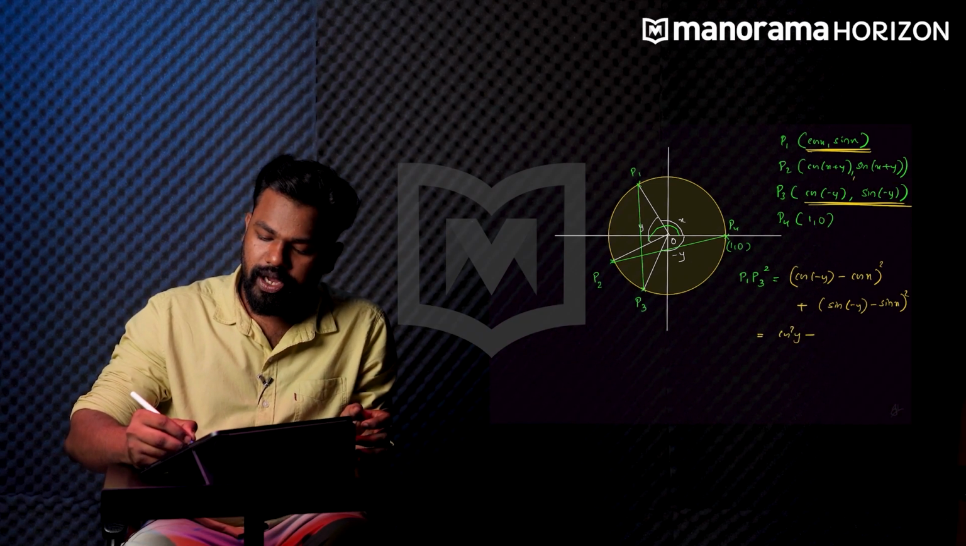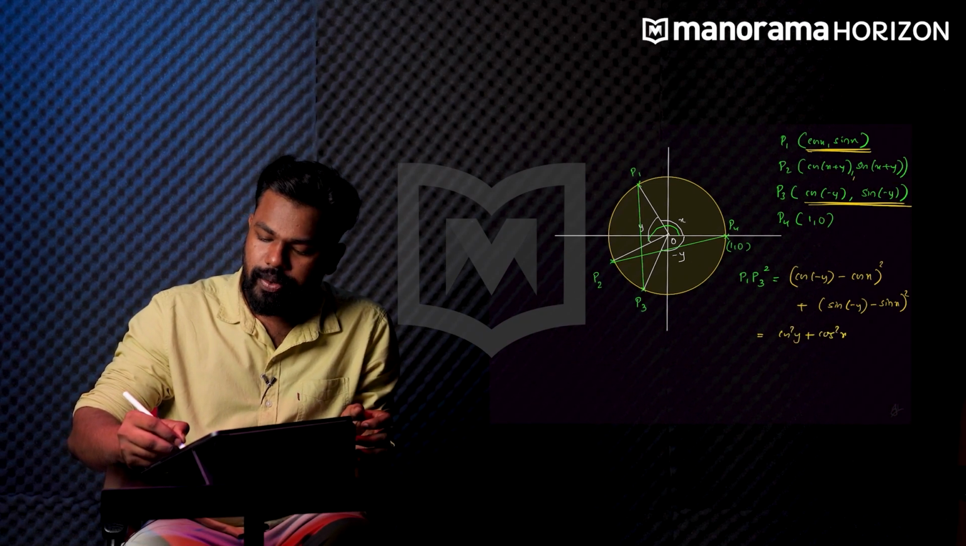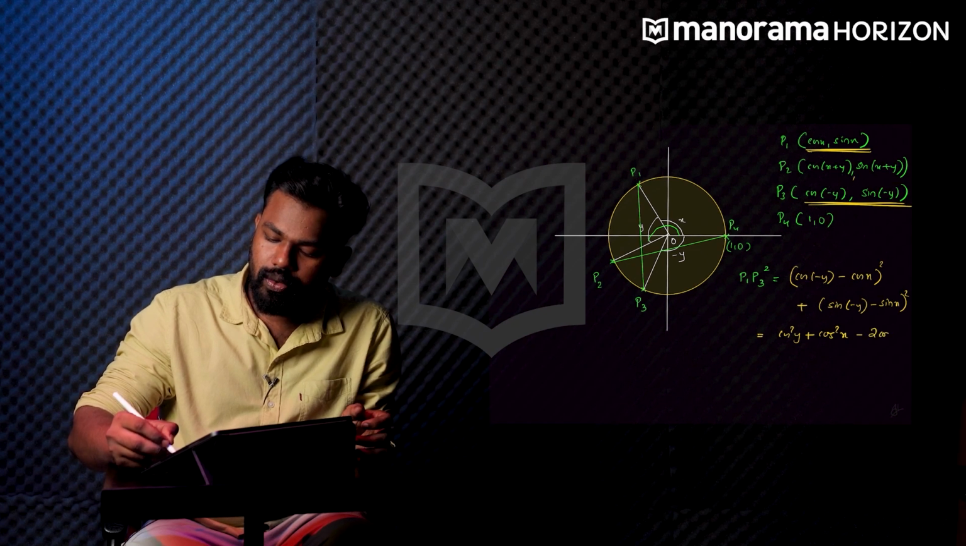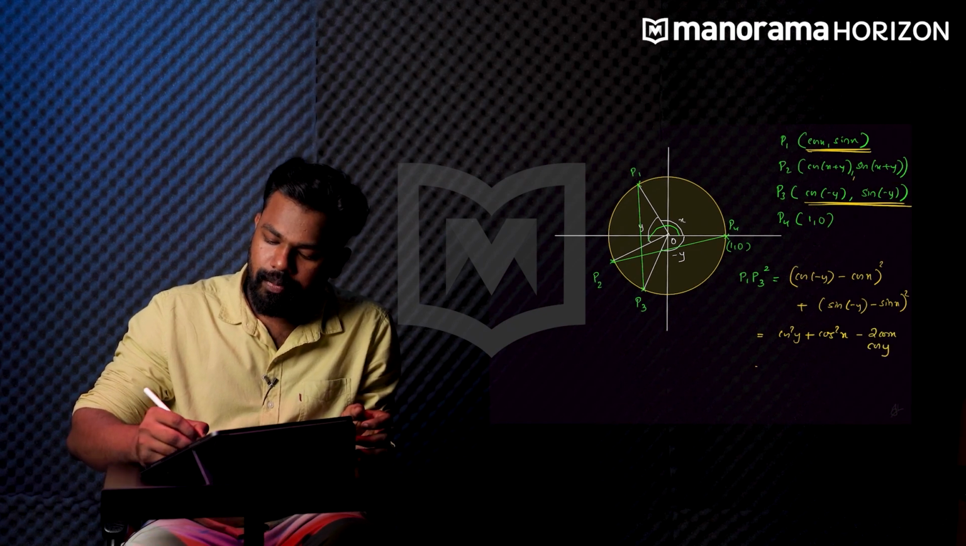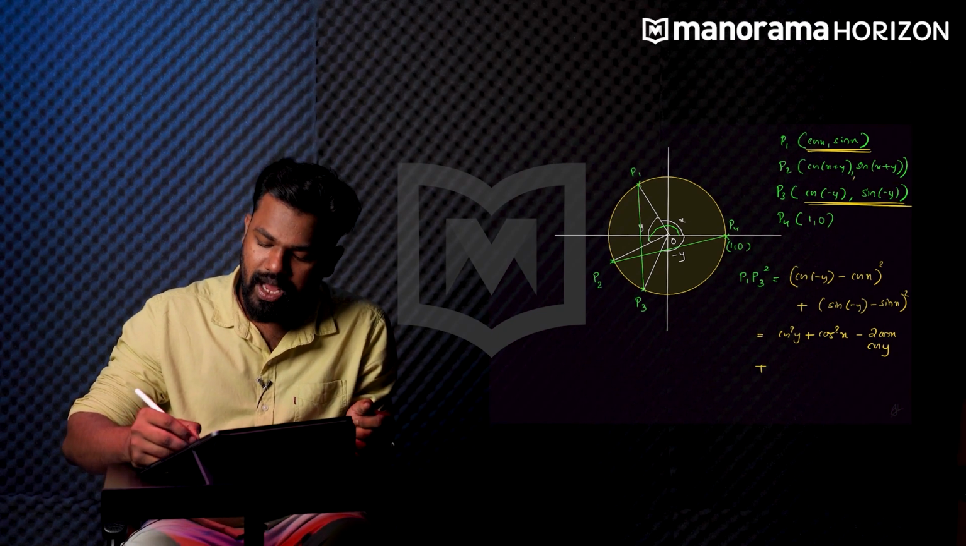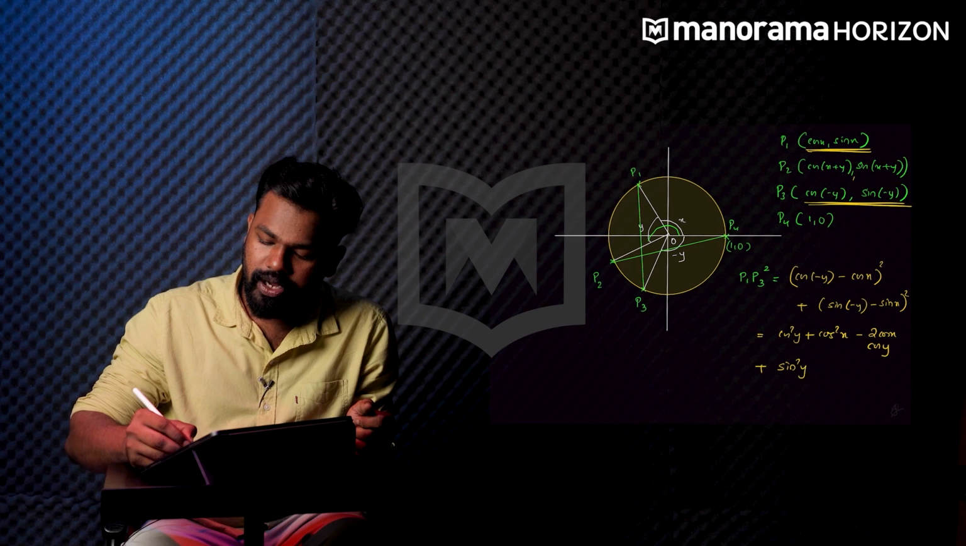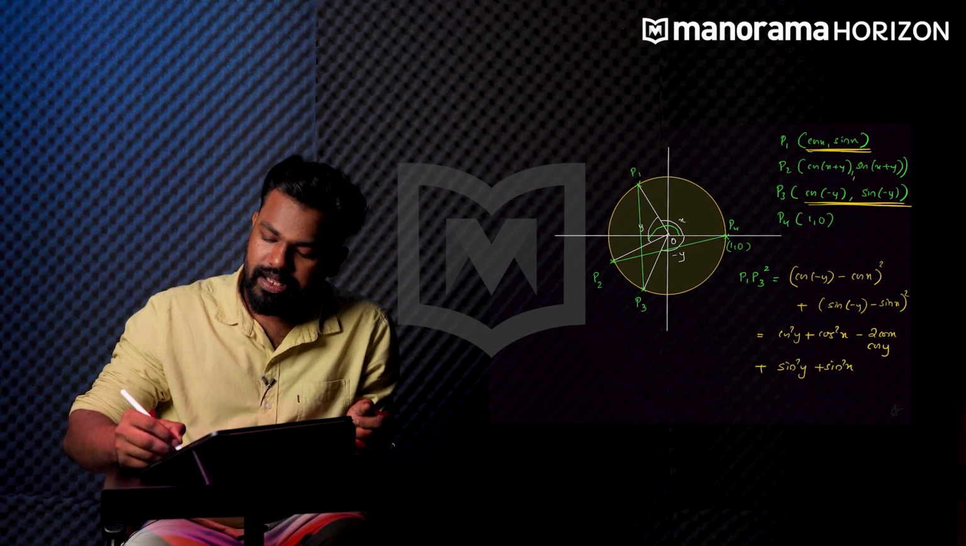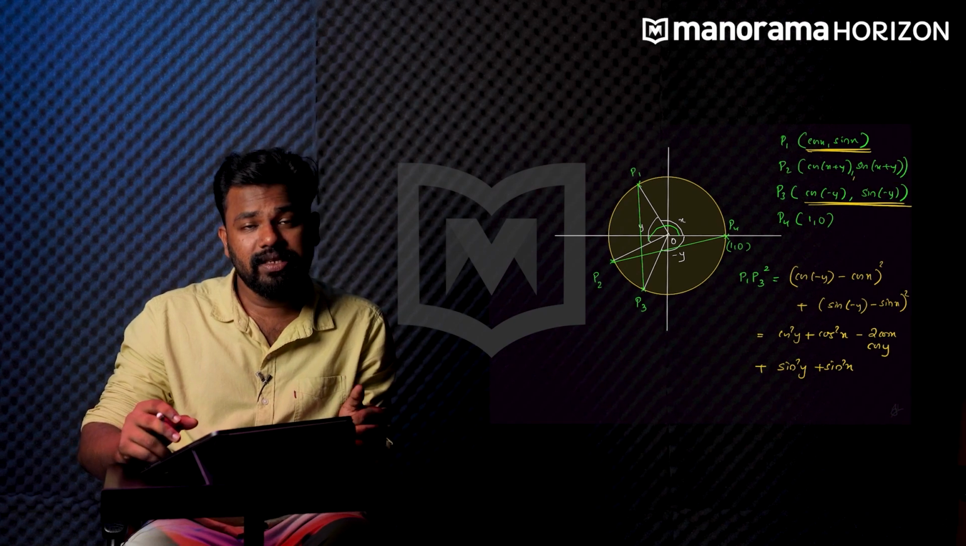So what will be the square of that? It will be cos square y plus cos square x minus 2 cos x cos y, plus sin minus y. What is sin minus y? Minus sin y. What is the square of minus sin y? It will be sin square y. Then minus sin x whole square is plus sin square x. Then you have sin minus y, which is minus sin y.